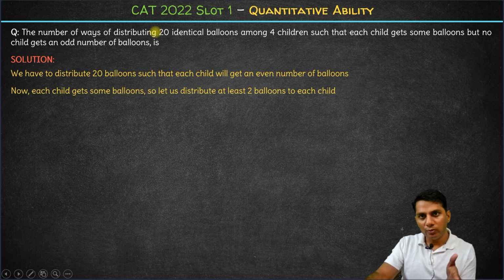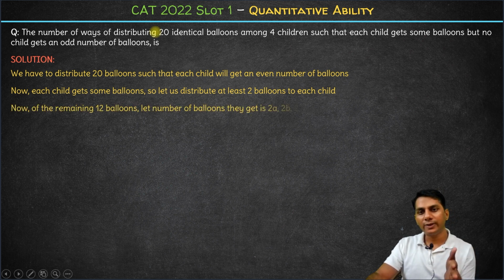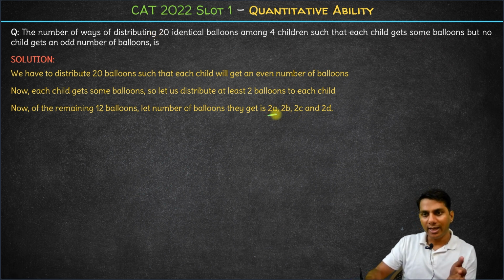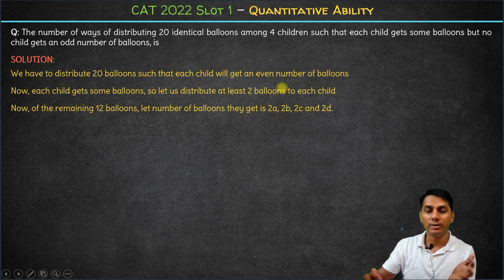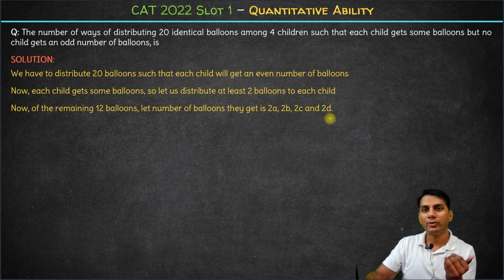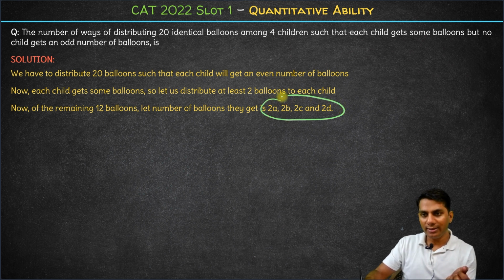Now these 12 balloons can be distributed to these 4 children, but each of them has to have an even number of balloons. So let's say they get 2A, 2B, 2C and 2D balloons apart from the 2 balloons that each of them has already got, where A, B, C, D have to be whole numbers. They can be 0, 1, 2, 3, anything. So the sum of all these balloons should be equal to 12.